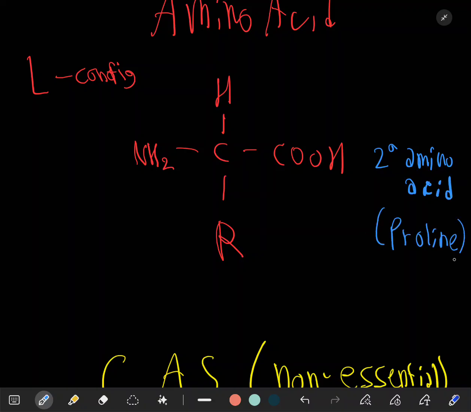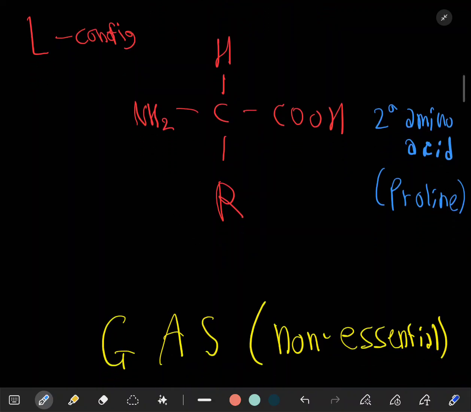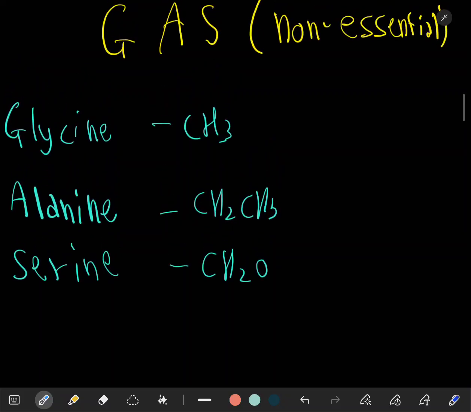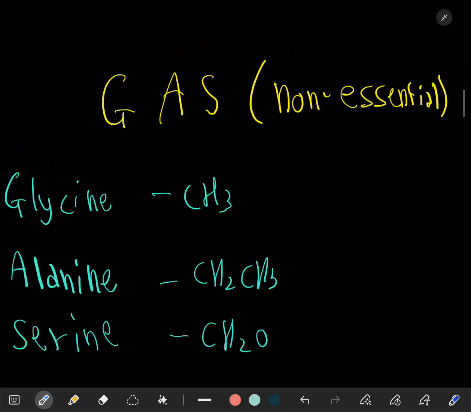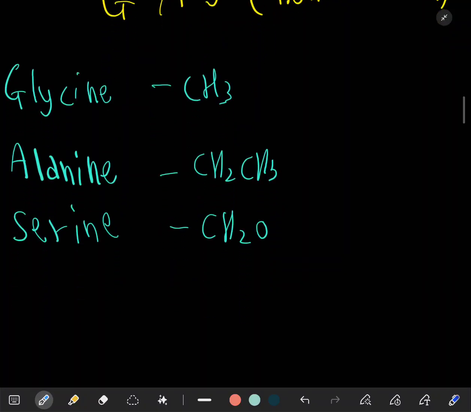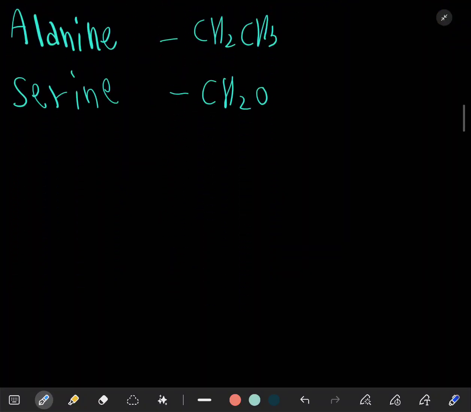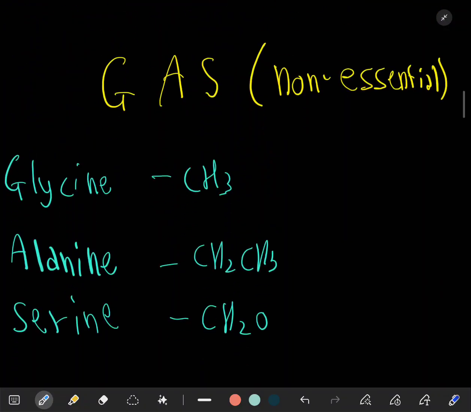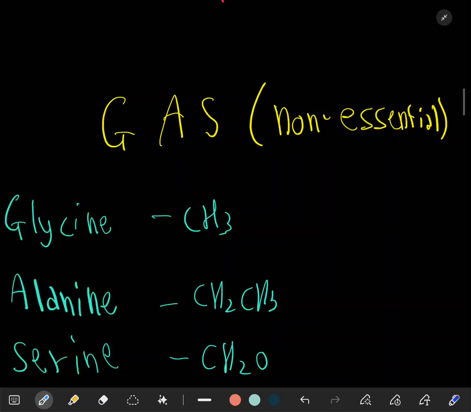Because in proline we'll find that there's a bridge present between the NH2 and the R group, which we're going to study later on. So let's continue. We got the first three, glycine, alanine, serine. Now these are, if you see the chemistry NCERT, this is from bio NCERT. Just let me write this, bio NCERT.